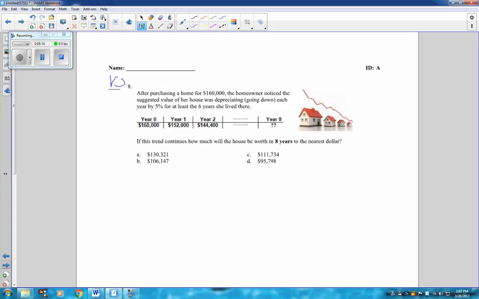You purchased a home for $160,000 and it's depreciating, which means it's going down, so that would be a decay problem. So your problem is A times 1 minus r to some power, and we want to know the value after 8 years. Well, we started with $160,000, and your rate is 5%, which as a decimal is 0.05, and you want to know year 8, so you're going to take that to the 8th power, which gives you B.